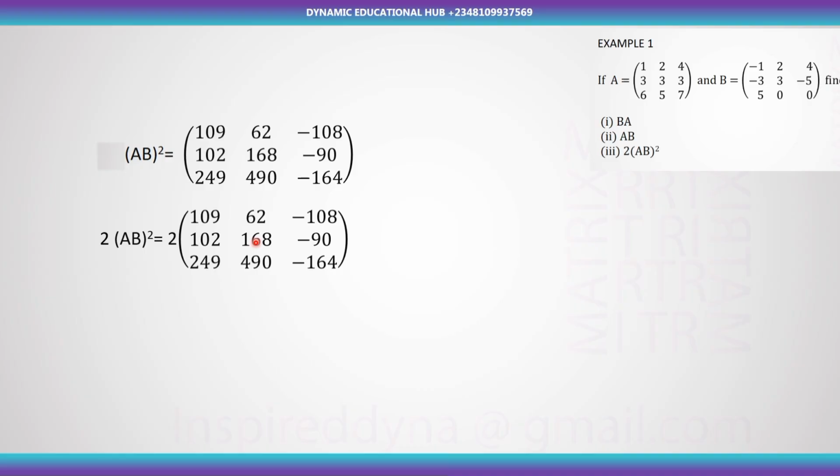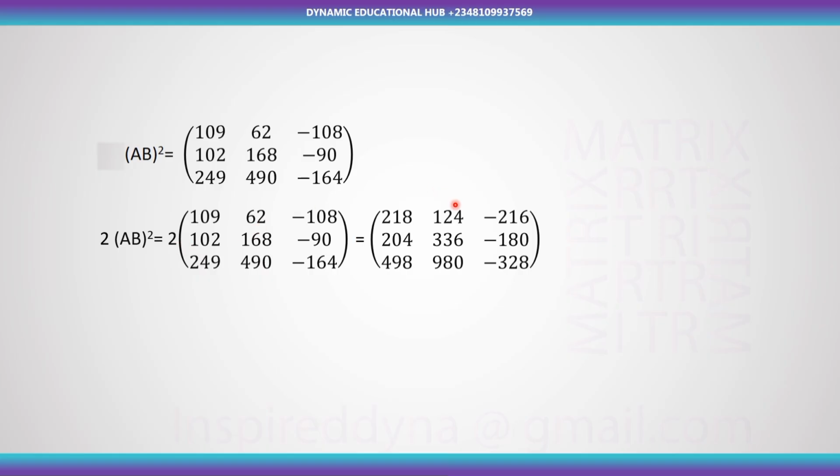You use 2 to expand this. Now, if you do that, we are getting this. 2 times 109, you get 218. 2 times 102, you get 204. When you multiply 2 times this one, you get this. 2 multiplied with this one, you get this. Now we have expanded our question. This is it. This is our final answer. 2ab squared will now give us this.